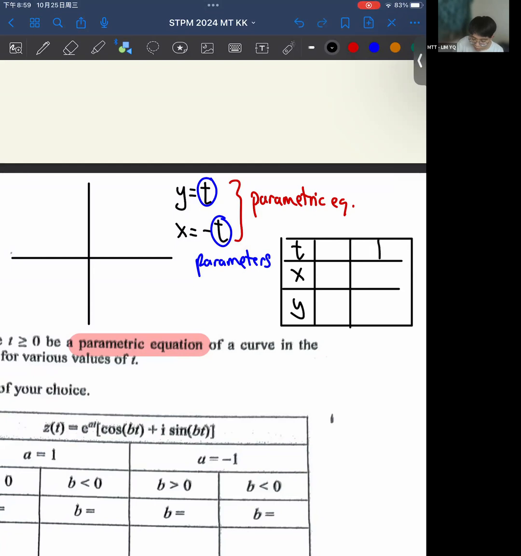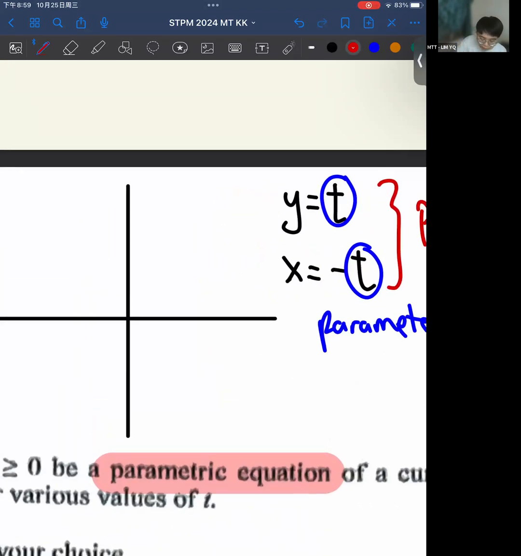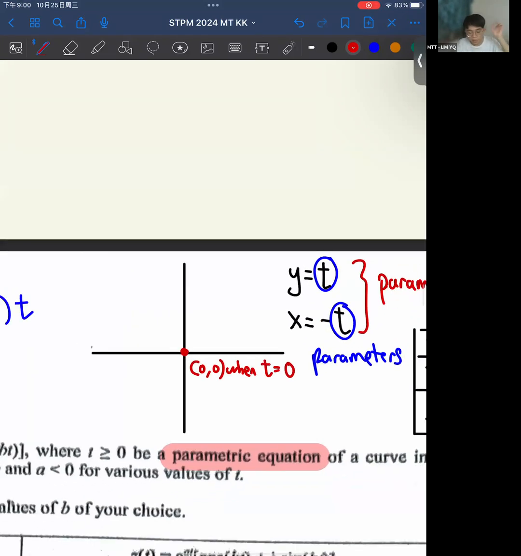What is your value of x and y when t equal to 0? When t equal to 0, x is negative 0, which is still 0, using this formula. And y is equal to t, so which is also 0. So meaning that when t equal to 0, you have x equal to 0, y equal to 0. You can plot this point on the plane. Here is the origin, 0, 0, when t equal to 0. So this is your point. You already have 1 point.